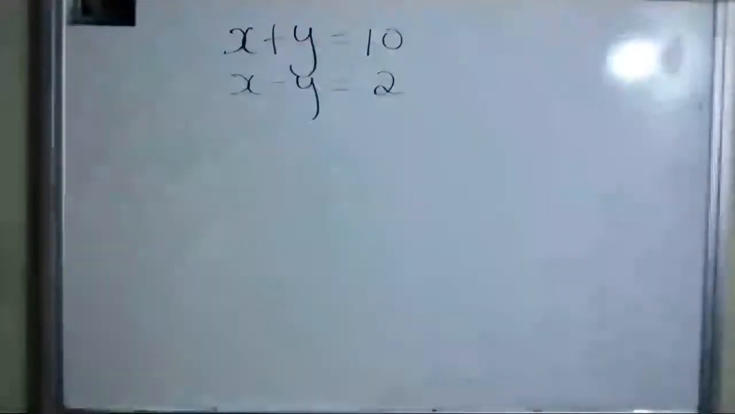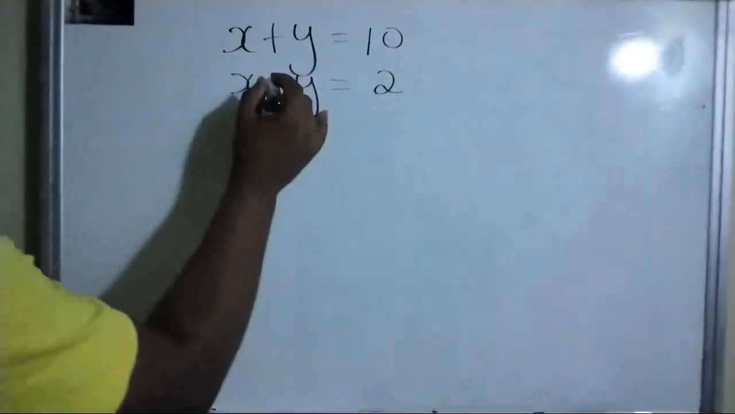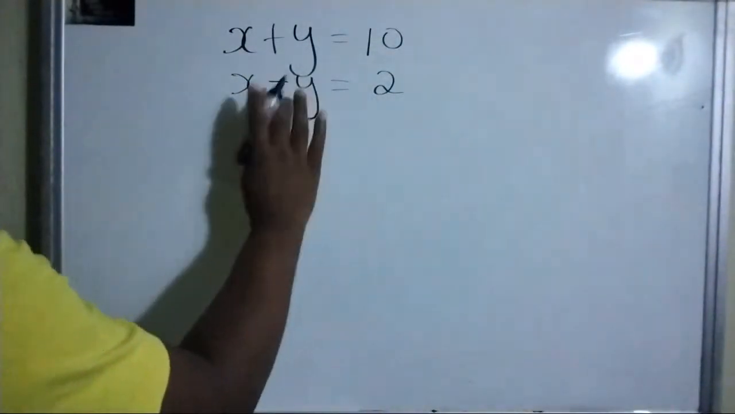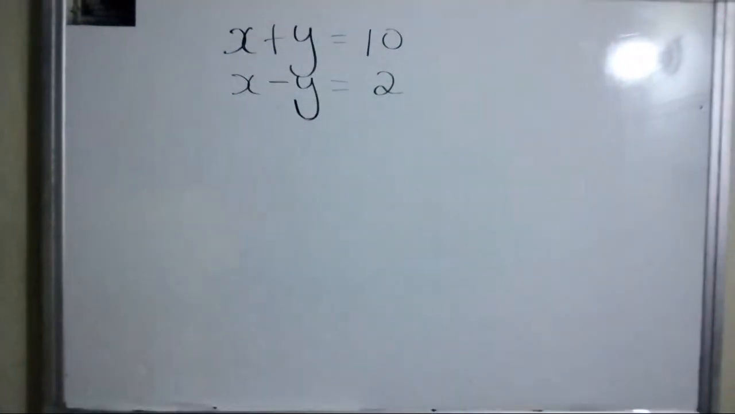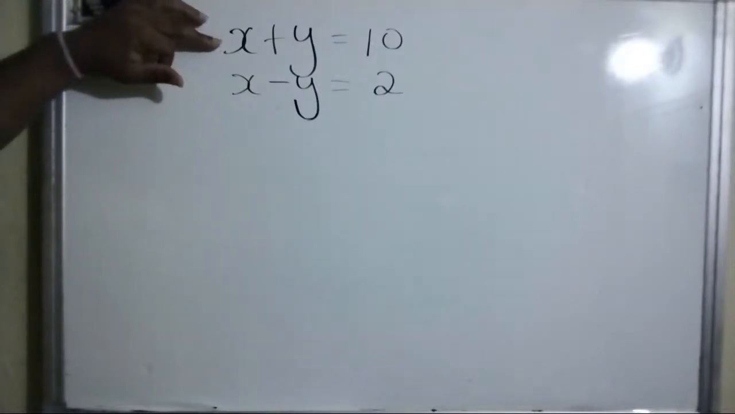So let's go. We have x plus y is equal to 10 and x minus y is equal to 2. So what we have to do, guys, is to eliminate one of the terms, right? So the condition is, to eliminate one of them, the coefficient must be the same, right? And if we look at this, we have 1 here, 1 here.